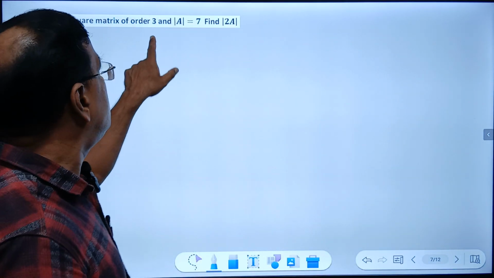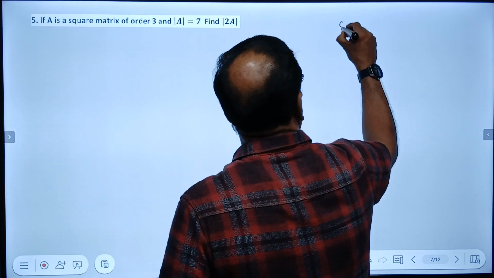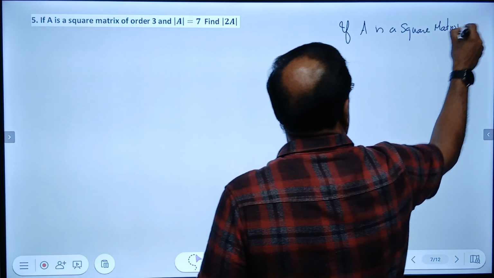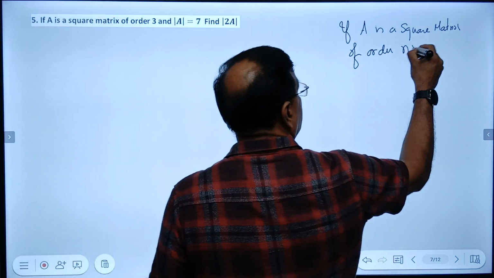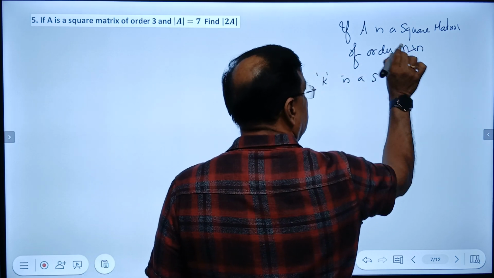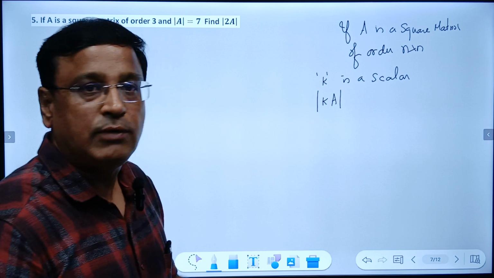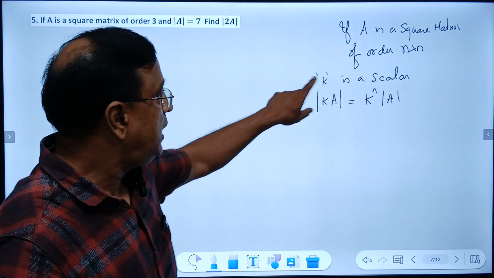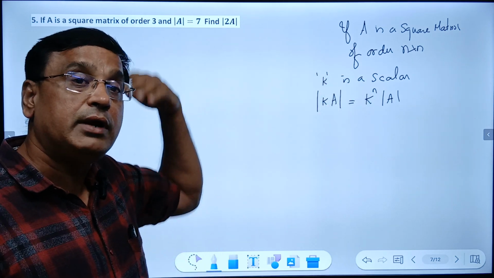If A is a square matrix of order 3, and determinant value is given, I have to find determinant of 2A. So very, very important property. If A is a square matrix of order n by n, and let us assume that K is a scalar. It's not a matrix, it's a scalar. So if I multiply a scalar to a matrix and find the determinant value, it will be K power n determinant of A. Very important. It won't be K. You can't just say take K outside. No. K power n determinant of A.